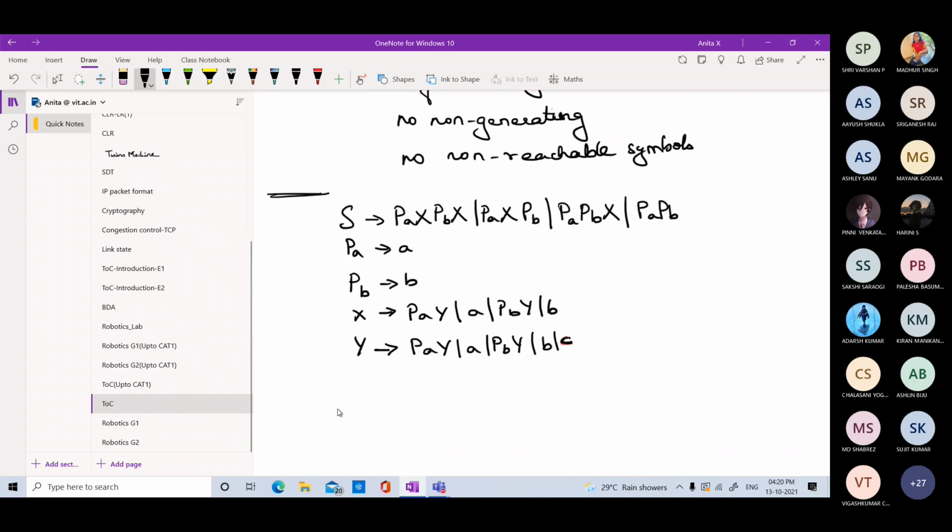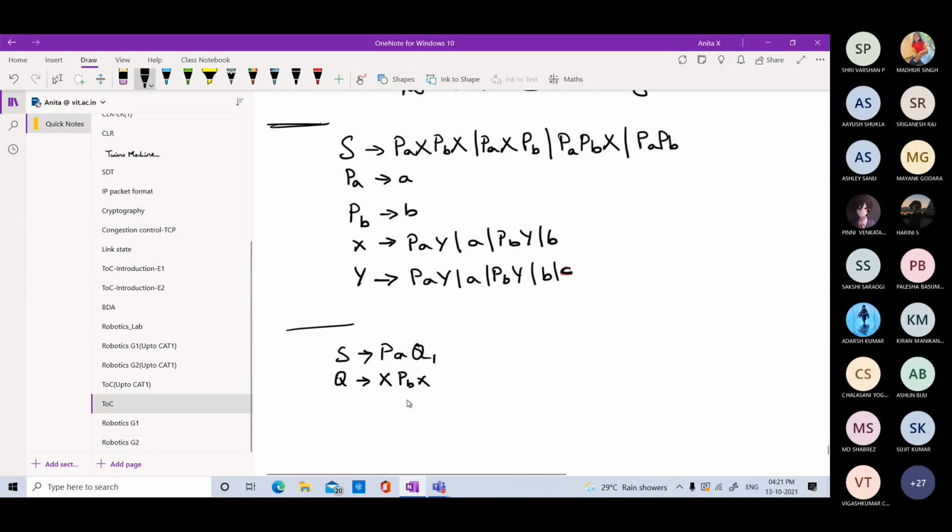Okay, so here S derives PA. Let me call that non-terminal Q1. Okay, so here Q1 derives X PBX. So again, there is a deviation, right? So what I can do, instead of this part, I can introduce another non-terminal, right?